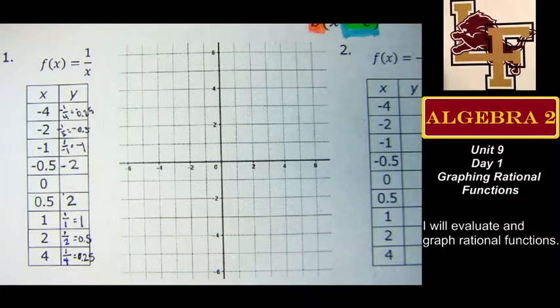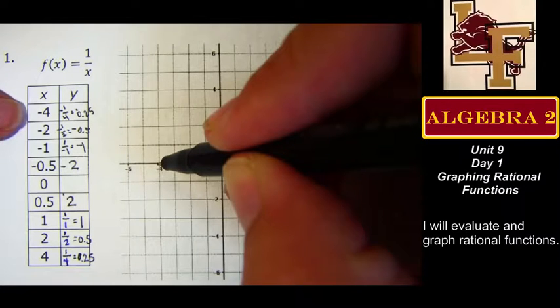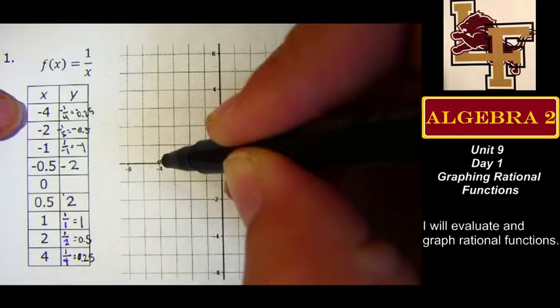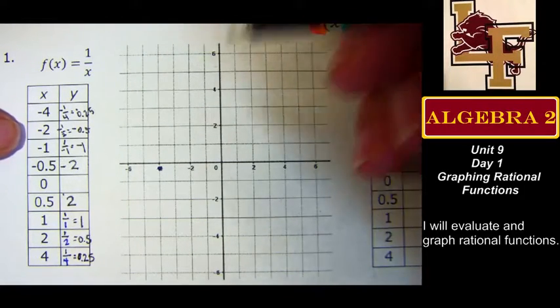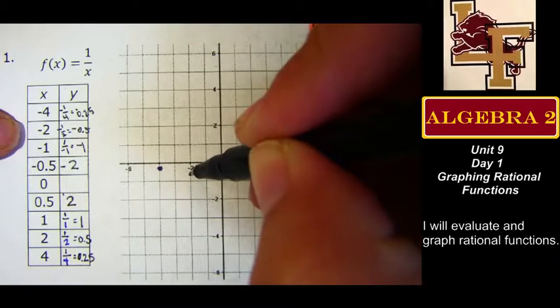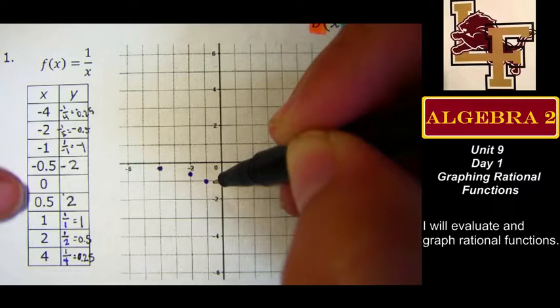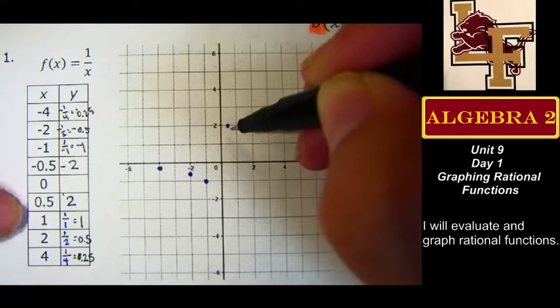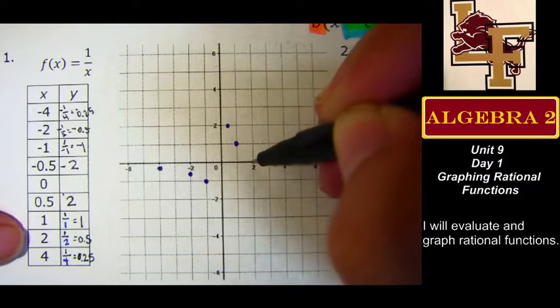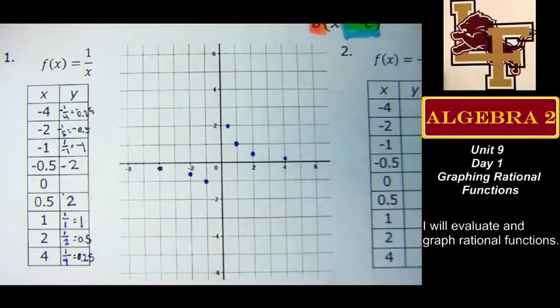All right, let's graph the points that we have so that we can figure out what's happening at 0, because that's a special location in these graphs. So we're going to graph at -4, y is -4th. So it's right about there. At -2, we're at -1/2. At -1, we're at -1. At 1/2, we are at 2. At 1, we're at 1. At 2, we're at 1/2. And at 4, we're at 0.25.